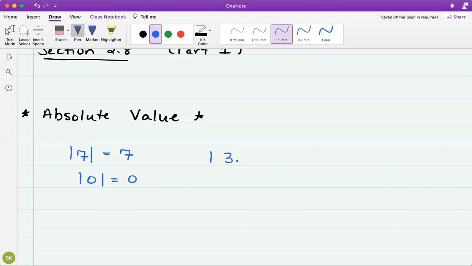So let's say 3.5, you're going to get 3.5. If you plug in a negative number into absolute value signs, something like -2, we're going to return the positive value. So any number you plug into absolute value signs, you're going to get the positive version of it. If the number is already positive, then you get that number back. If it's negative, you get the positive version. So let's say we have -pi, you're going to get pi.